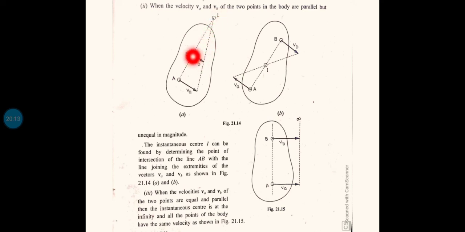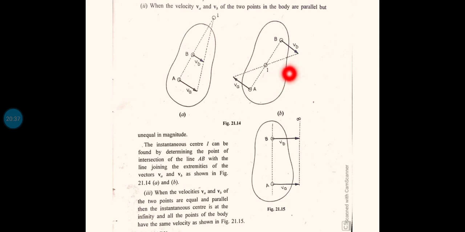instantaneous center. Assume that VB is greater than VA, what happens? If VB is greater than VA, then the instantaneous center will be coming on this side. That's all. The method will be the same. You draw a line connecting B and A, then through the end of VB and through the end of VA, join a line and extend it to meet the line drawn through B and A. So that is the only difference.